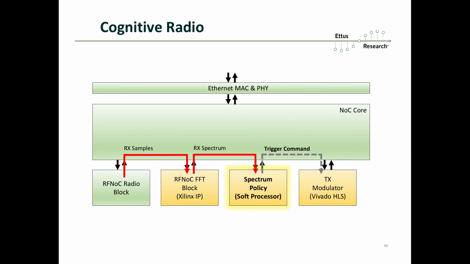When the spectrum policy block sees something of interest, say for example energy in a specific bin, or energy across multiple bins, perhaps averaged over some time period, it then sends a trigger command to the TX modulator block, which in this example was created from C++ code using Vivado HLS. The TX modulator block receives the trigger command, and it obtains a payload of specific IQ samples from the host computer.